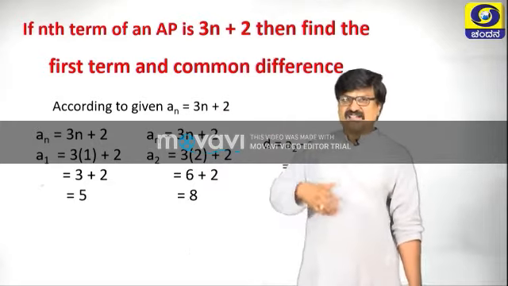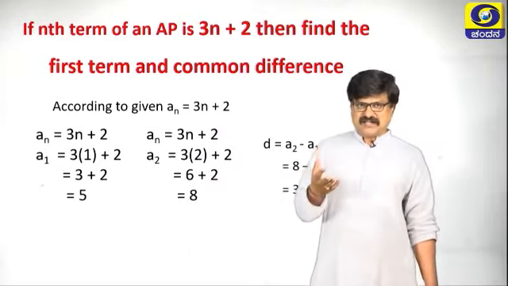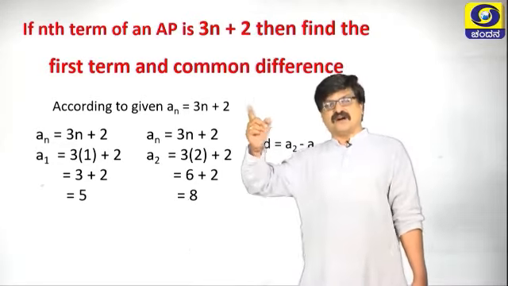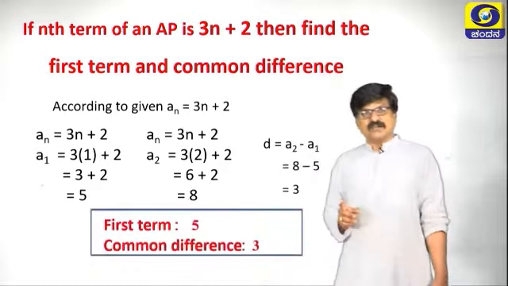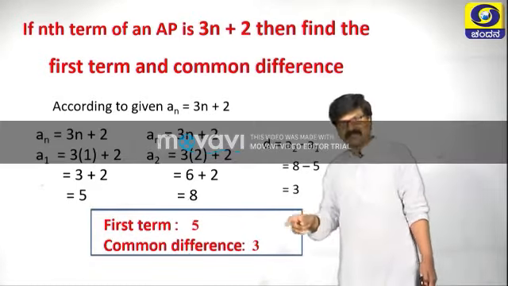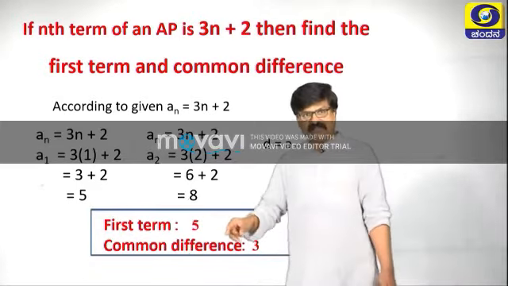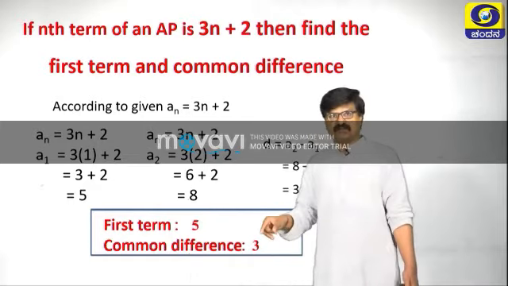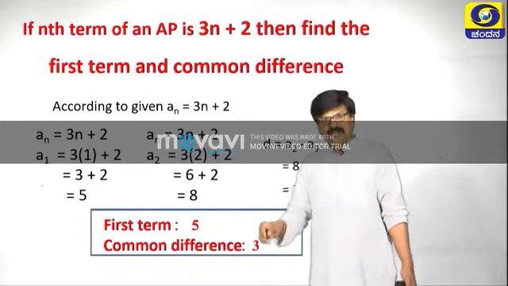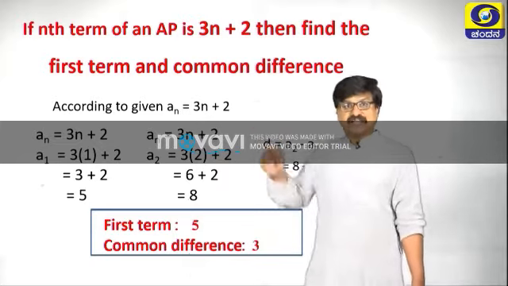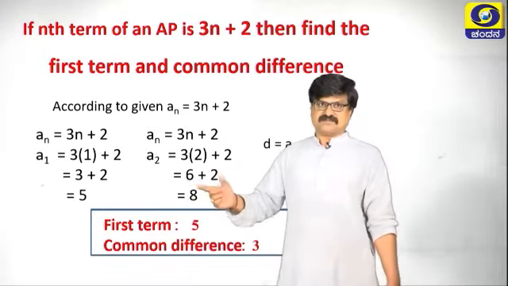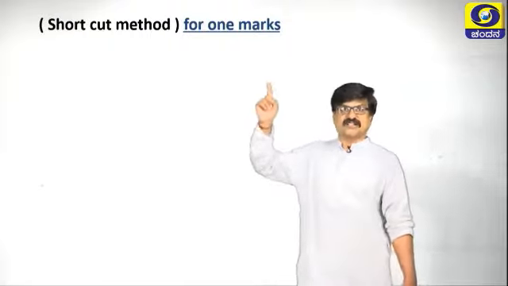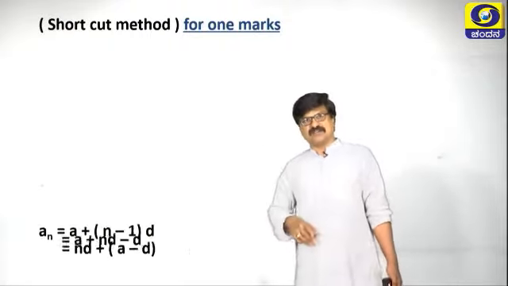Is there any other alternative method to find the first term and common difference if the problem is like this? Let us take one more shortcut method. Before this, here we have written the first term and common difference in a box. It is better to write the concluding answer in this form in the examination. The next one is a shortcut method. If they ask for 1 mark, it is very simple.